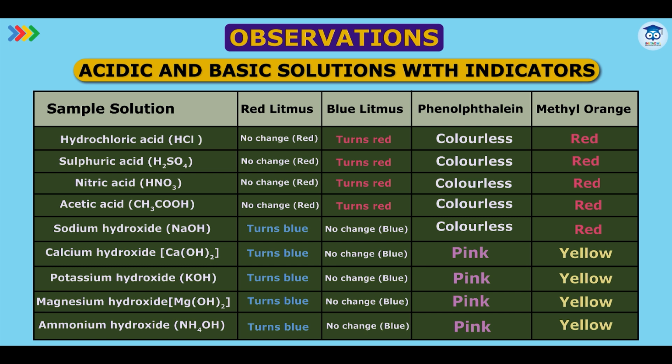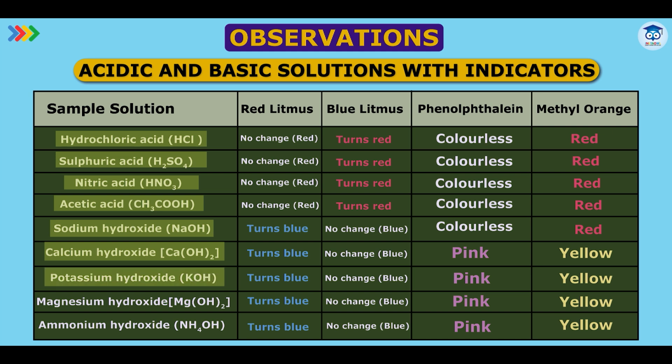So in this activity, we'll be collecting solutions of hydrochloric acid, the chemical formula is HCl, then sulfuric acid H2SO4, nitric acid HNO3, acetic acid, sodium hydroxide which is a base, calcium hydroxide Ca(OH)2, potassium hydroxide KOH, magnesium hydroxide Mg(OH)2, and lastly ammonium hydroxide NH4OH.